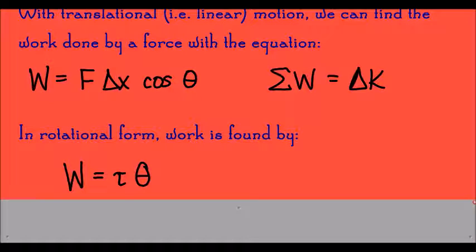That means that if the torque and the angular displacement are in the same direction, either clockwise or counterclockwise, then we'll have positive work, which means we'll be adding energy into our system. We can also still use the work kinetic energy theorem, saying that the net work is the change in kinetic energy. However, if something is rotating, we would use the change in rotational kinetic energy rather than the change in translational kinetic energy.